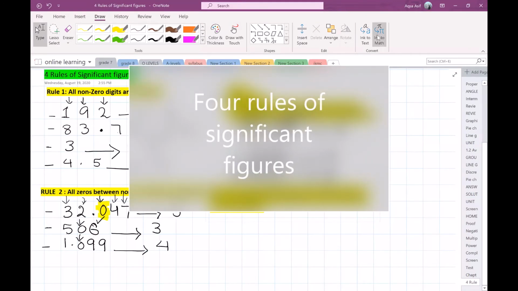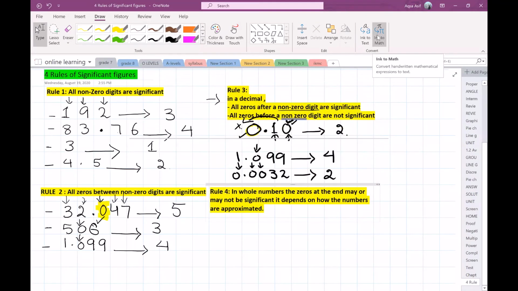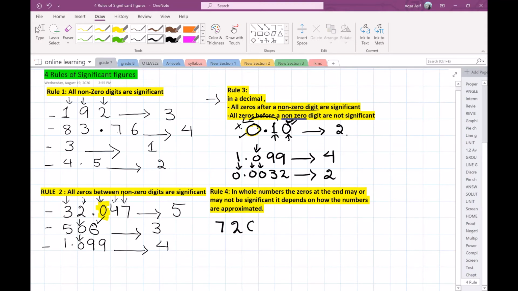Now let's study rule number 4. It's a bit tricky. Rule number 4 states that in whole numbers, the zeros at the end may or may not be significant. It depends on how the numbers are approximated. Let me give you a few examples. According to all the rules that we have studied, if you have 7,200 as a question, how many significant figures are there? The zeros after a non-zero number will not be considered. So you can simply write it as the significant figures are 2.